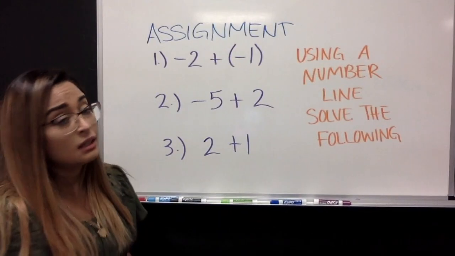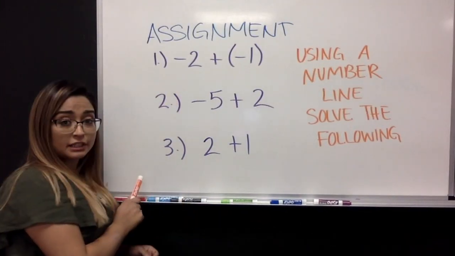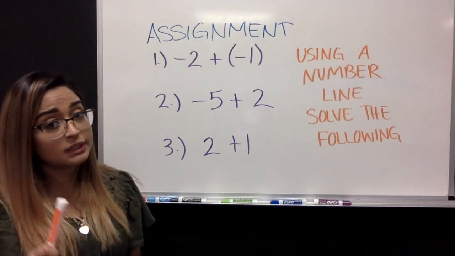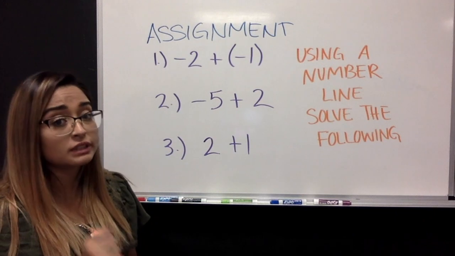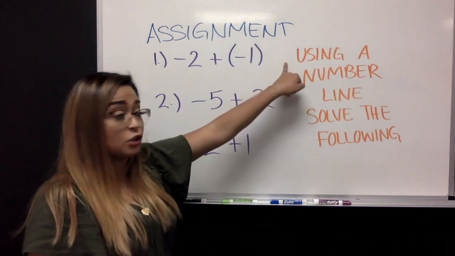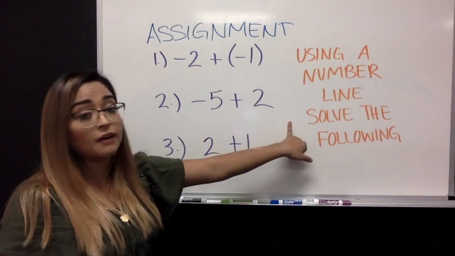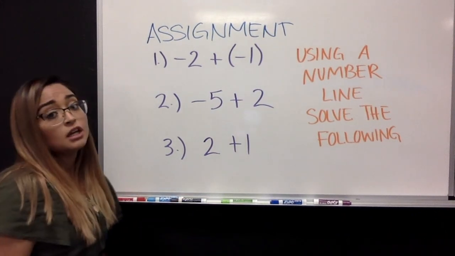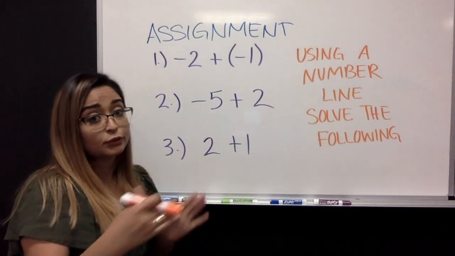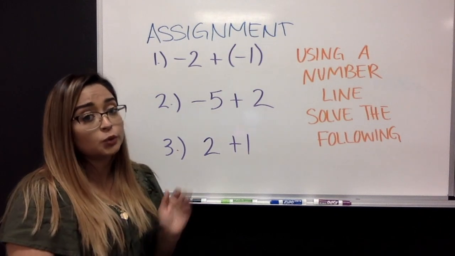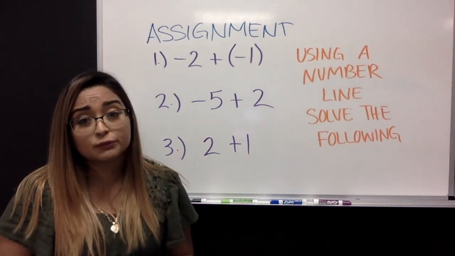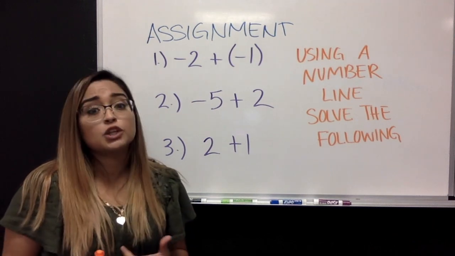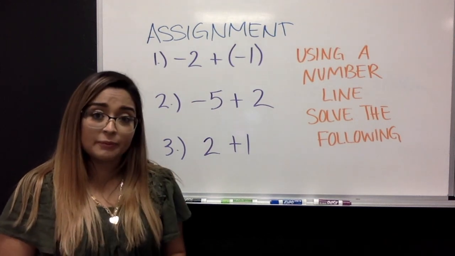Assignment today. We have 3 problems here. These 3 problems I want you to solve just like we did the time before using the number line. So using the number line, solve the following. You're going to draw a number line. You can do it on 3 different number lines, or you can do it on one, but make sure you use different colors to identify the different answers. That way I know that you understood what I explained, okay?